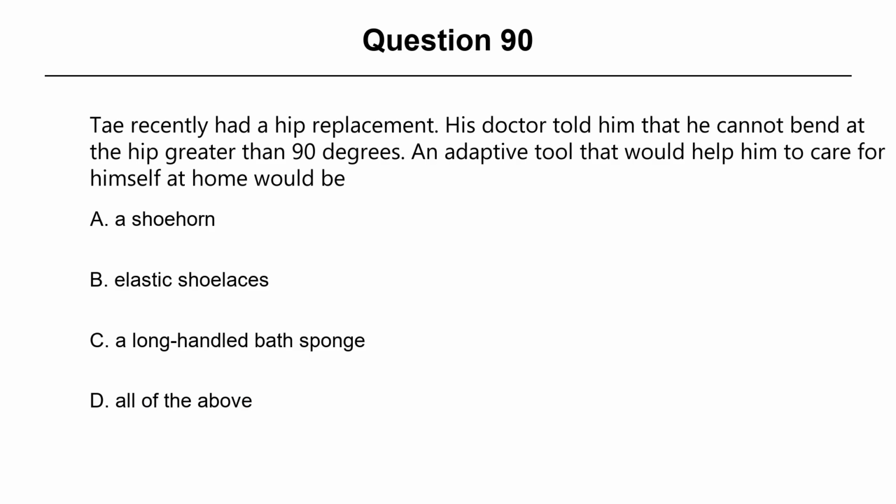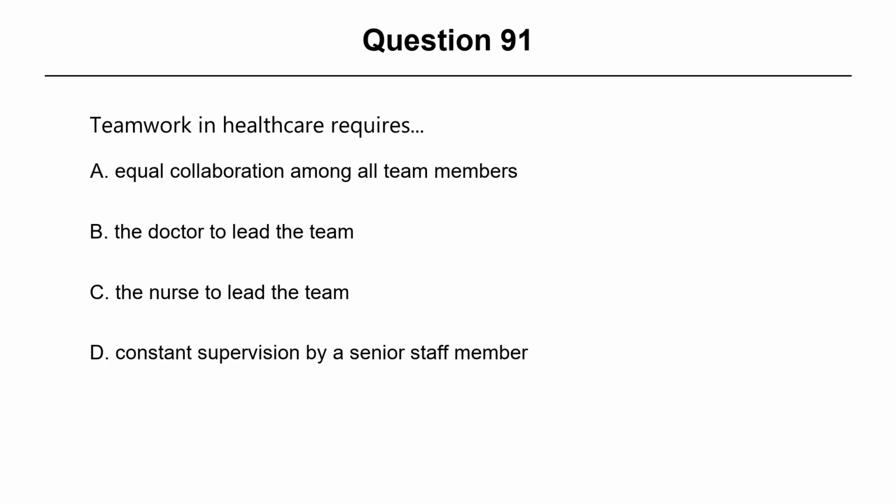His doctor told him that he cannot bend at the hip greater than 90 degrees. An adaptive tool that would help him to care for himself at home would be option A, a shoehorn, option B, elastic shoelaces, option C, a long-handled bath sponge, option D, all of the above. The correct answer is option D, all of the above. All of the above.